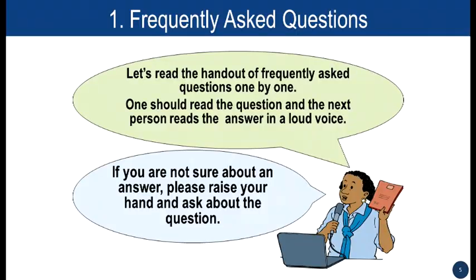In this session, you will be expected to follow the same procedure in groups by taking turns in asking and answering the frequently asked questions that you may have come up with. Let's read the handout of frequently asked questions one by one. One should read the question and the next person reads the answer in a loud voice. If you are not sure about an answer, please raise your hand and ask about the question.